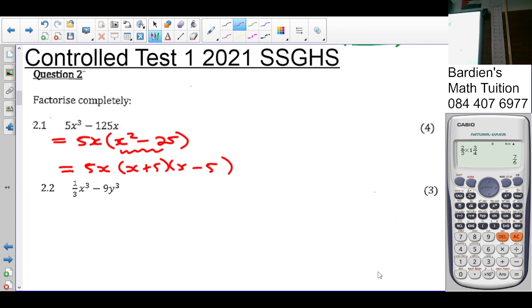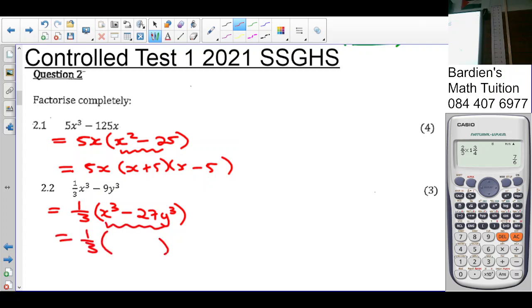What needs to be done here? Common factor. The common factor of a third. So I'm left with x cubed minus 27y cubed. How do we get 27? You say 9 divided by a third. It's 27. Or a third times 27 is 9. So what type of factorization here?